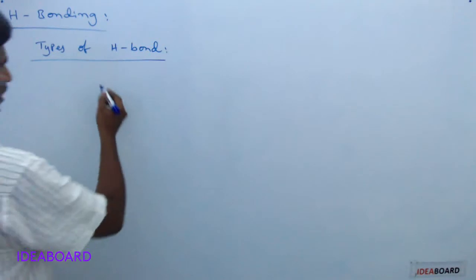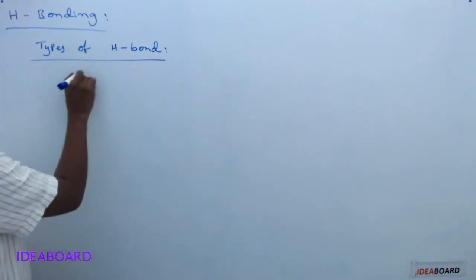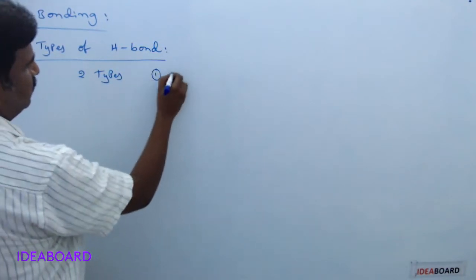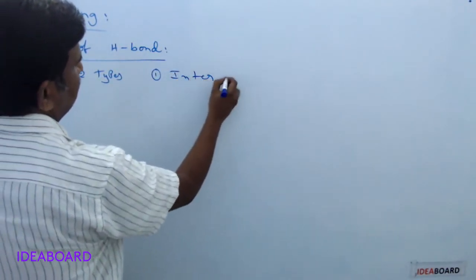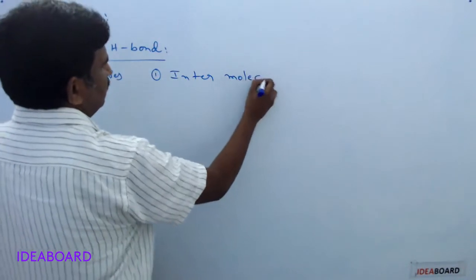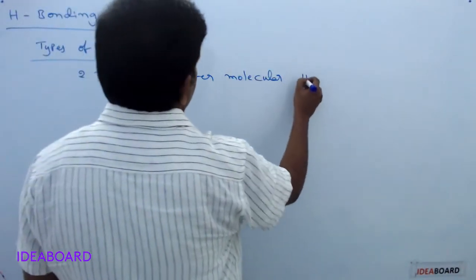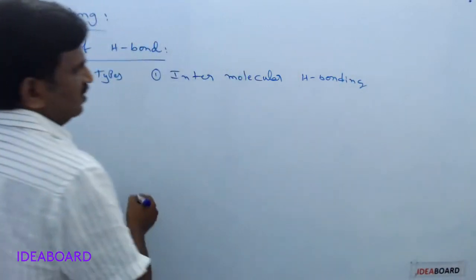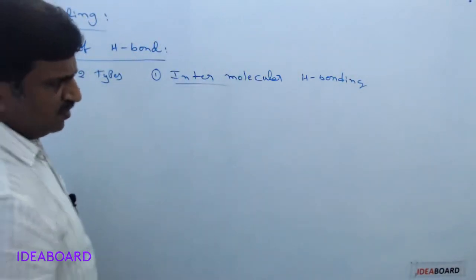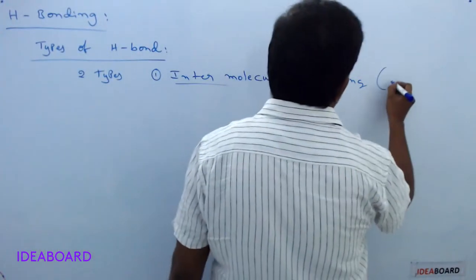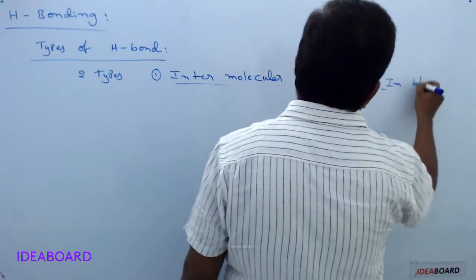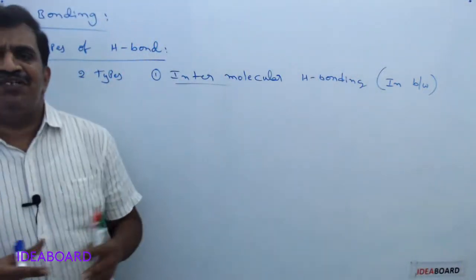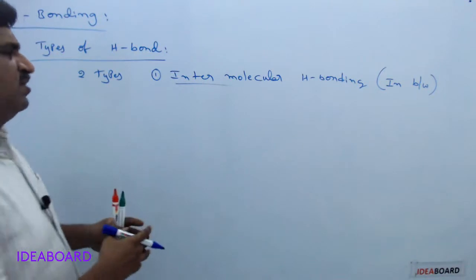The next is types of hydrogen bond. Here there are mainly two types of hydrogen bonding. One is called intermolecular hydrogen bonding. Intermolecular, always remember, means in between the molecules. Inter means in between the molecules.